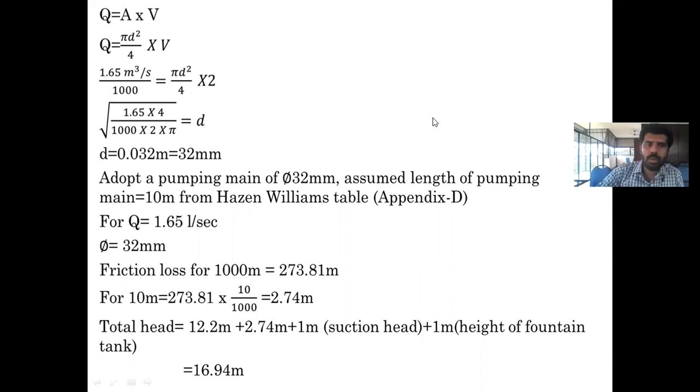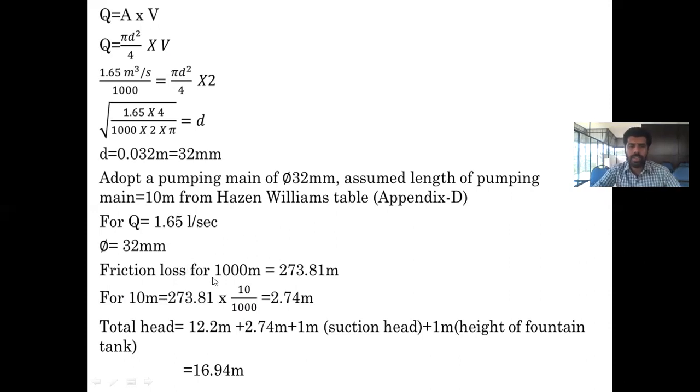So what is our assumed length? 10 meter. So for 1000 meter, if it is 273.81, what will be the friction loss for 10 meter? It will be 273.81 divided by 100. So how much will it be? 2.74. So for 10 meter, the friction loss will be 2.74.